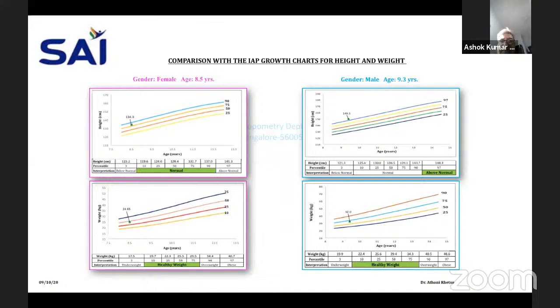So that's why I'm giving you two different perspectives here, one at the elite level and one for the upcoming, how you can monitor the growth.